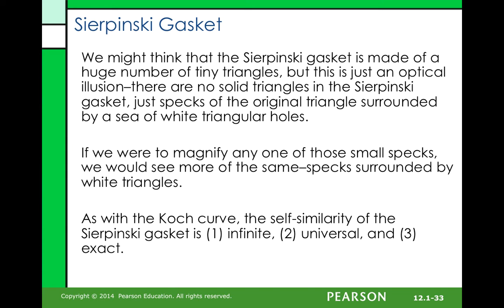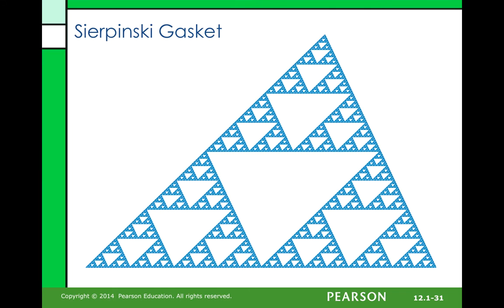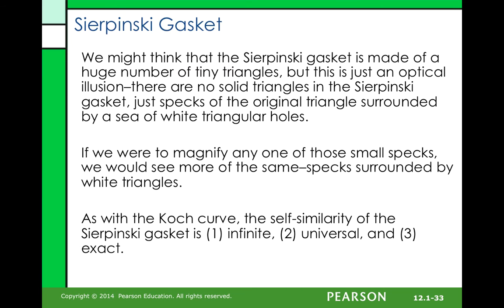If we were to magnify any one of those small specks, we would see more of the same, specks surrounded by white triangles. So this figure here, even though it looks like there might still be small, tiny little blue triangles, it's just an illusion. There aren't any solid blue triangles anywhere. They're just tiny little specks.